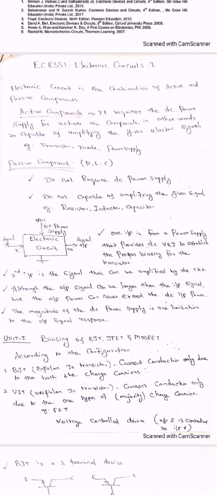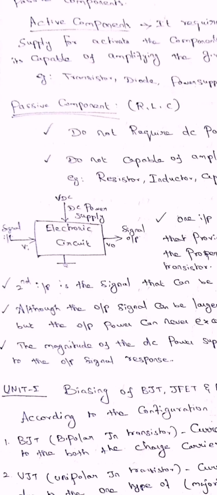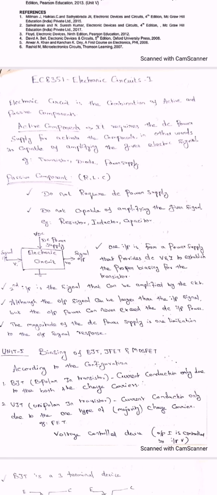So an electronic circuit is nothing but the combination of active and passive components. In that circuit diagram, we are using 3 signals. There are 2 input signals, input signal VI and VDC, the DC power supply, and 1 output signal. These are the signals we use in electronic circuits. From that circuit we can observe that one input is from a power supply which provides the DC voltage and current to establish the proper biasing for the transistor.